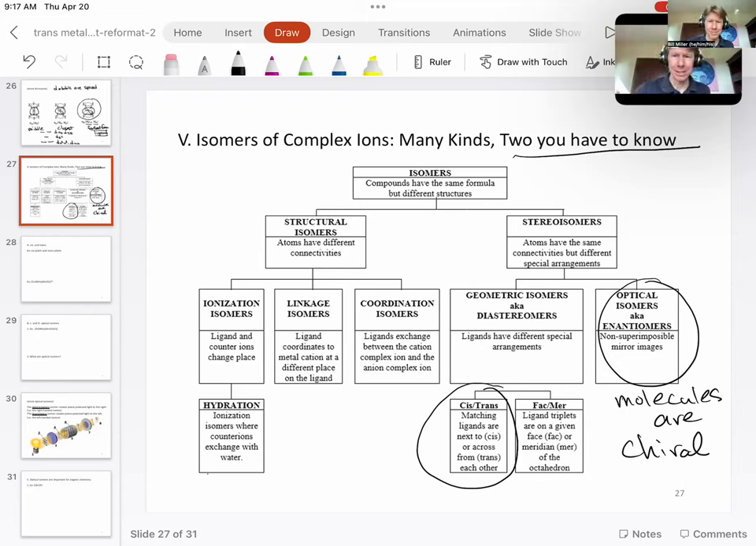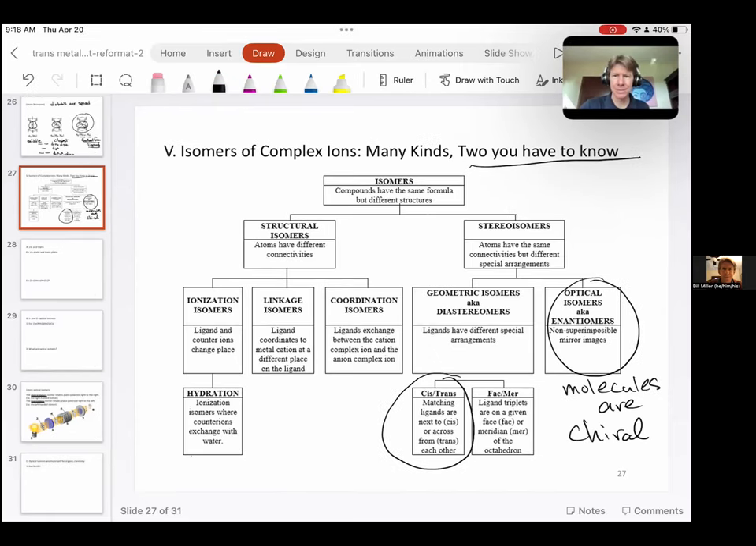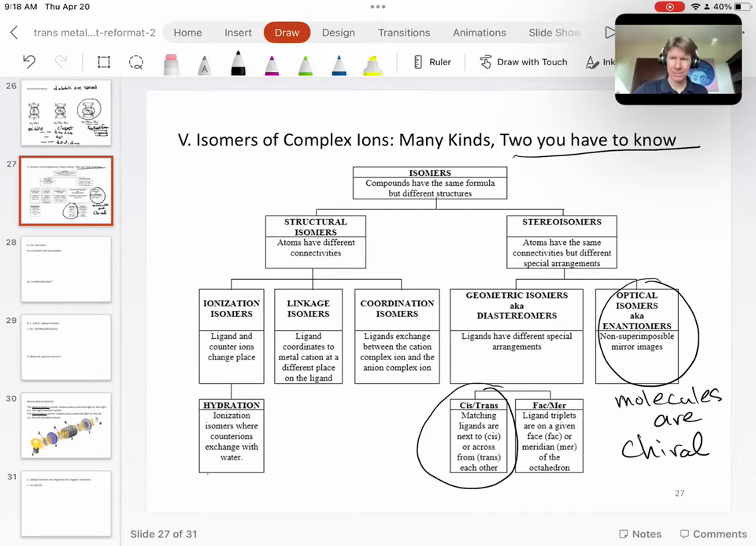Let's see. And how do I make this? There we go. I think we're back. Let's hope we're back. Otherwise, we'll be making this again.